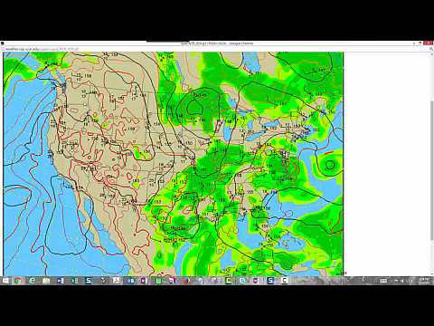Now, notice back here over the west, northwest winds, large dew point depressions, 13, 14, 17, 18, 17. It's just dry air back here.